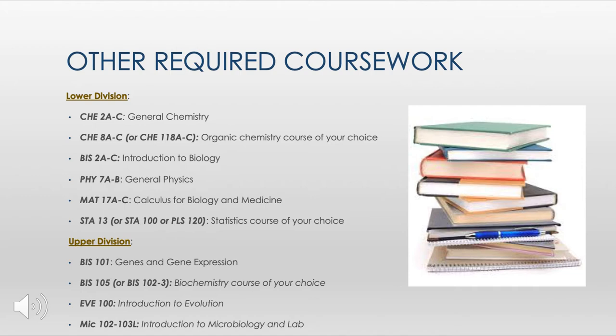And then we're jumping to upper division, BIS 101, genes and gene expression or genetics, BIS 105, biochemistry. You can also take BIS 102 and 103. They all cover the same information. So you either take BIS 105 or BIS 102 and 103. Either of these is fine. Just let us know what you prefer. We can explain the difference to you on an individual basis if you do think you want to opt to do 102 and 103 instead.